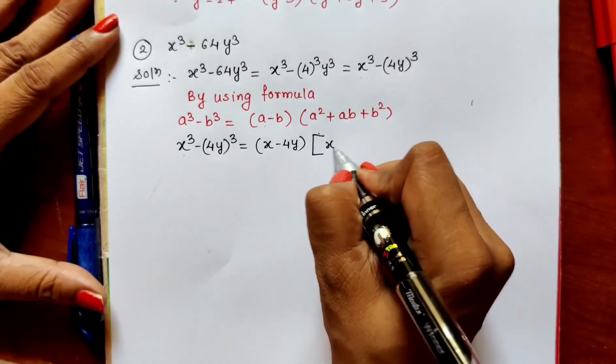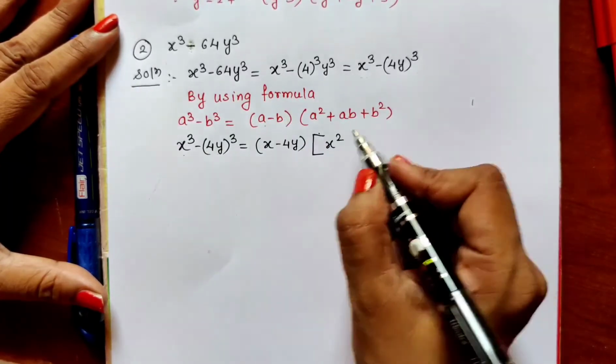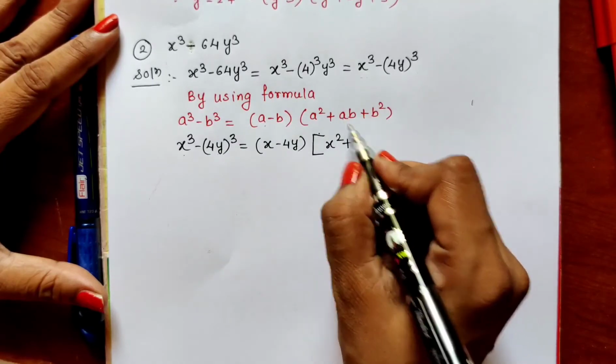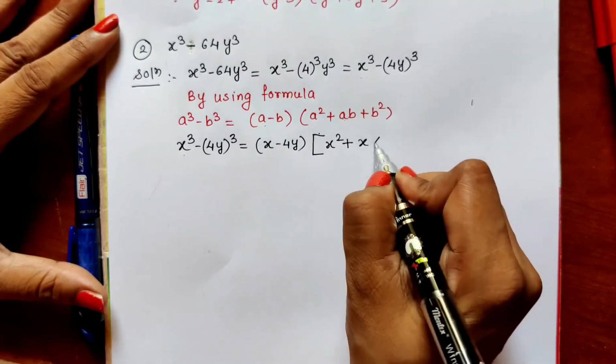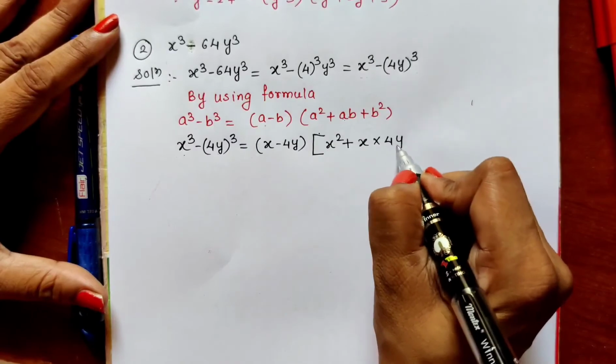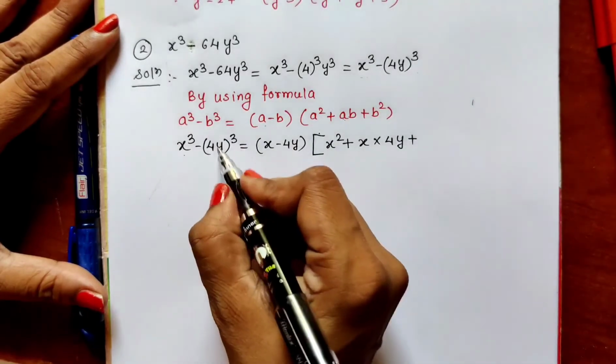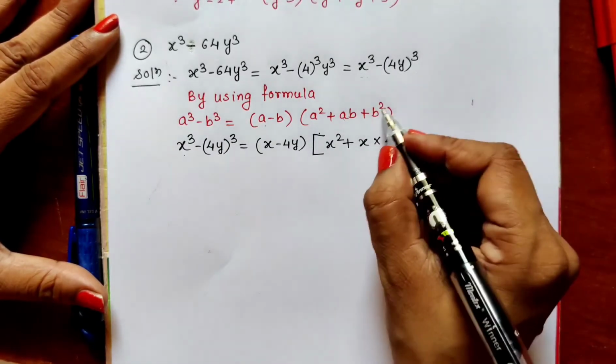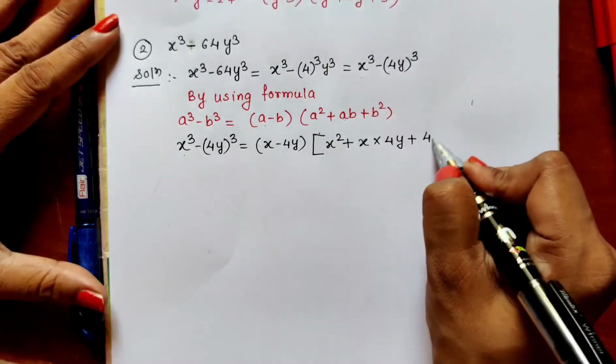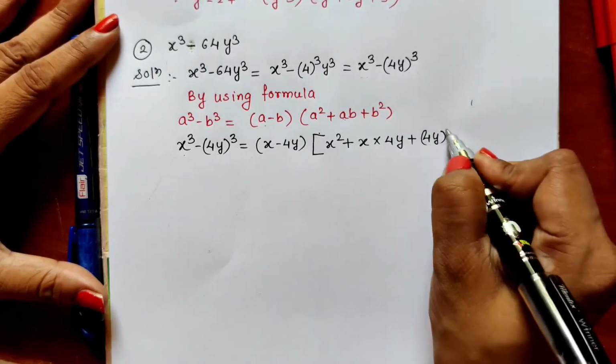a square means x square. Our a is x, so a square means x square, plus a into b, x into 4y. b is 4y. So x into 4y, plus b square, which is (4y) whole square. We will put 4y inside the bracket and the bracket square.